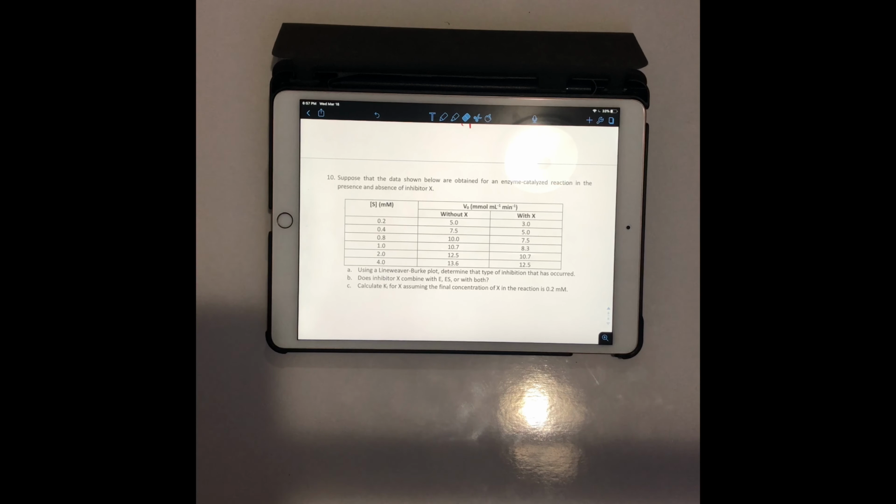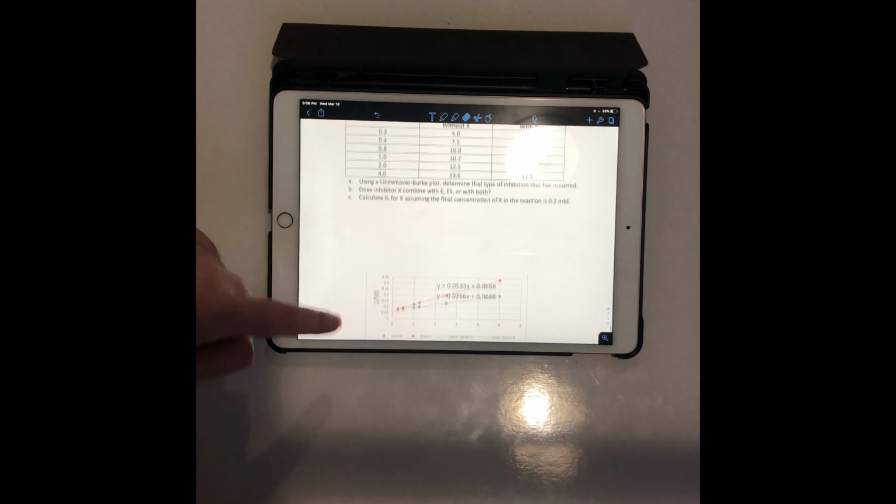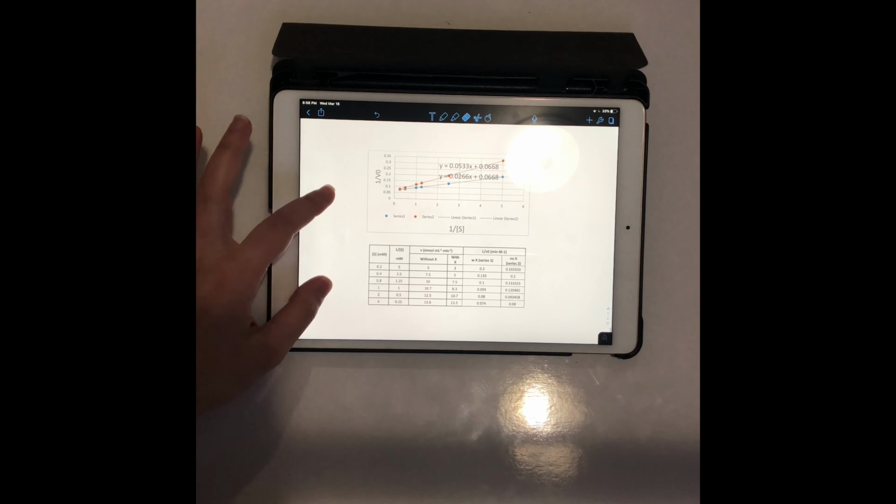Question 10 gives us some data for an enzyme catalyzed reaction in the presence and absence of an unknown inhibitor, and it's asking us to find what type of inhibitor using a Lineweaver-Burk plot. So you can on your own time try this out, and if you want to pause the video right now and try it yourself, and then we can take it up. But I'll just show you what we have here as the answer.